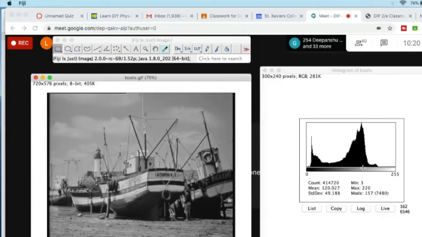So when my intensity value is 162, that value has occurred 6546 times. If I want to calculate its probability, that would be 6546 divided by the total number of pixels in the image, which is 414720. So the appearance will remain the same, only the scaling factor on the y-axis would change. If one intensity value appears more number of times, the value on the y-axis would go higher. Remember, here there is no information about the position of that particular intensity value in the image.